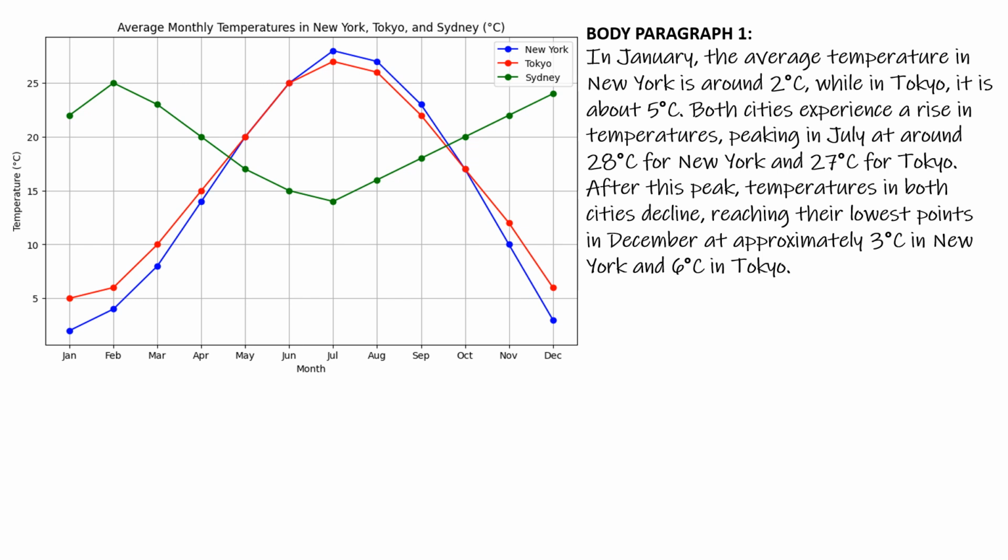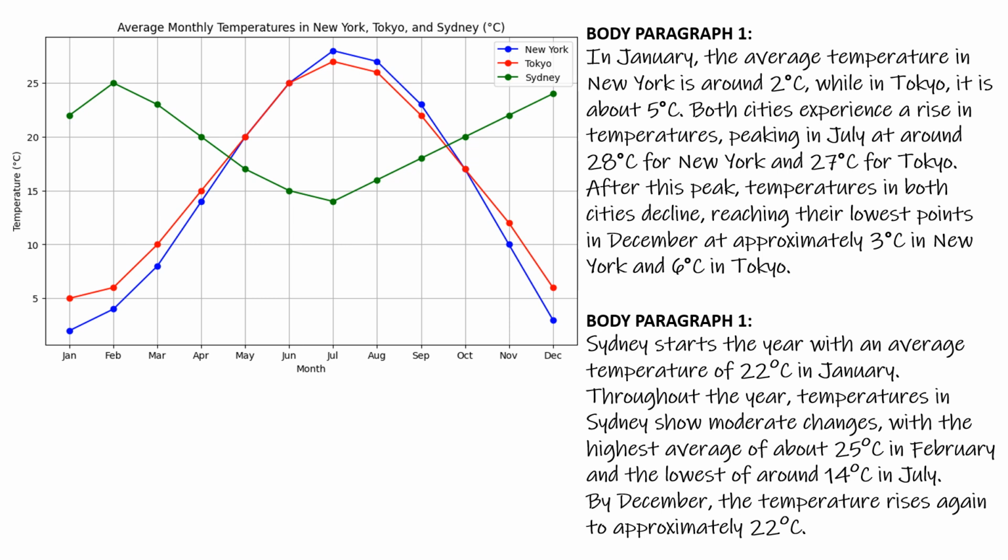After this peak, temperatures in both cities decline, reaching their lowest points in December at approximately 3 degrees Celsius in New York and 6 degrees in Tokyo. You see, I chose the peaks and troughs to be important points. It's up to you to choose your important points. However, you should always indicate the temperatures at significant points in the year. And finally, I describe Sydney's temperatures.